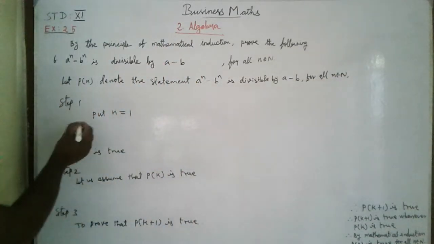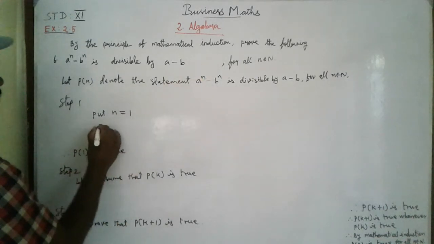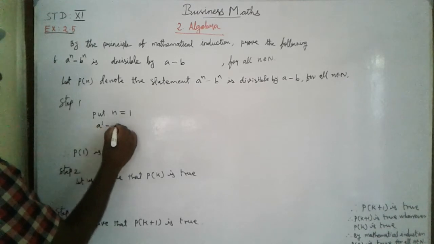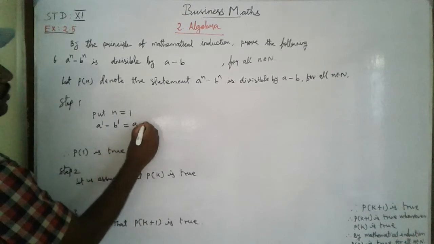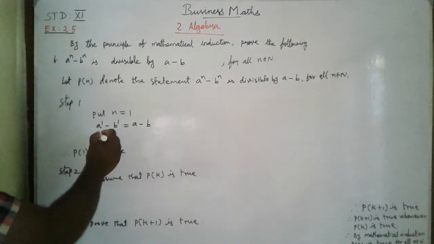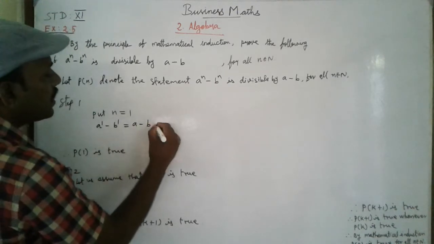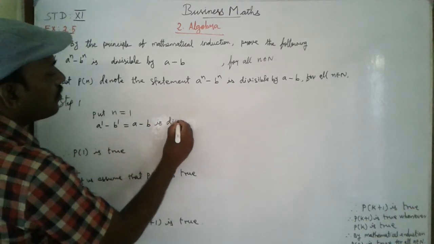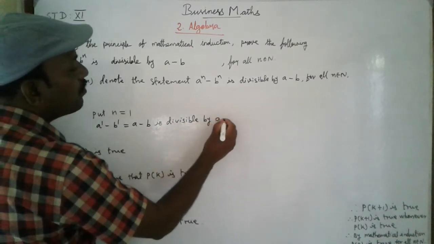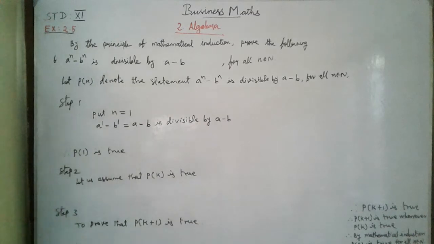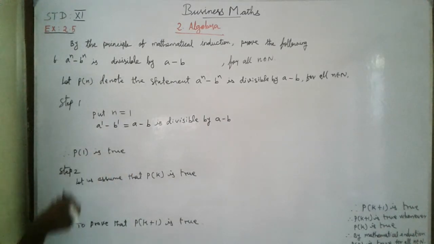Step 1: put n equal to 1. Substitute n equal to 1, then a power 1 minus b power 1 equals a minus b. A power 1 is a, b power 1 is b. So a minus b is divisible by a minus b. Therefore P of 1 is true.